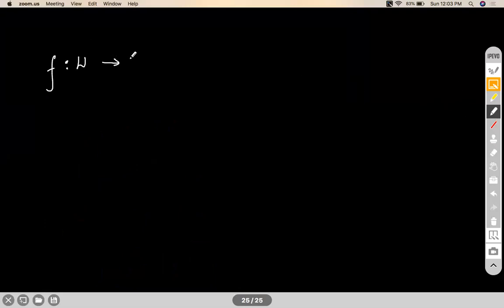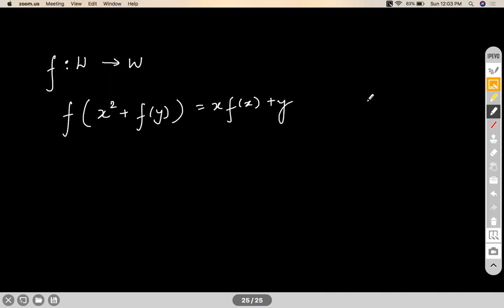So there's a function whose domain and codomain are whole numbers. And this function satisfies this criteria, f of x square plus f of y is x f of x plus y, for all x and y belonging to whole numbers. Okay, find the function.